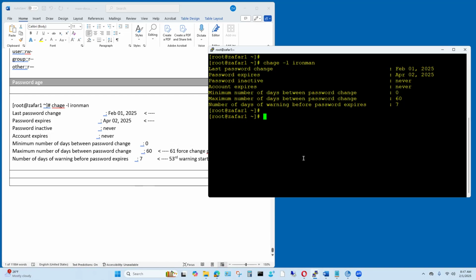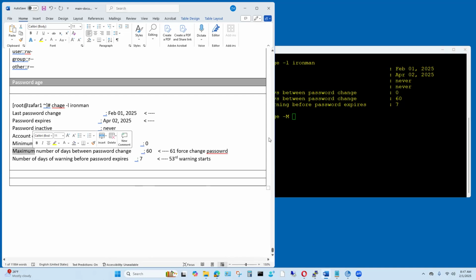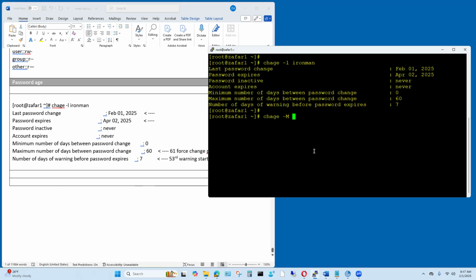So what you would need to do is it will come up in the request that you need a password to never expire. Usually instead of never expiring, what you do is you do chage and then -M. Yeah, capital M. Capital M stands for maximum number of days.